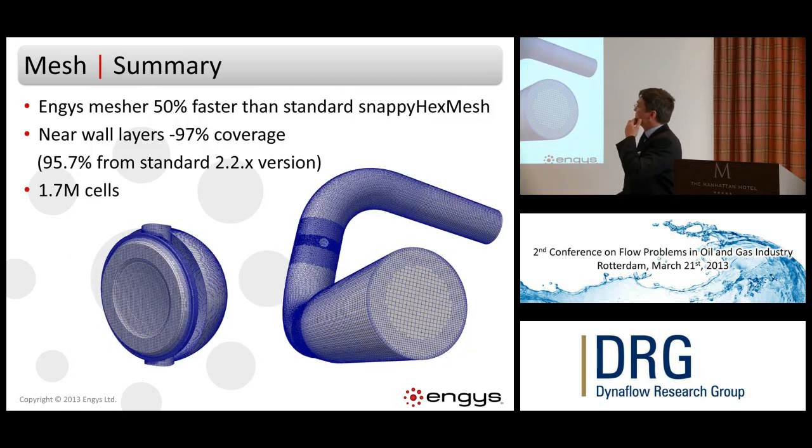So this is the mesh we used. Our mesher was about 50% faster than the standard one. With our near wall layers, we have one and a bit better coverage. It's very difficult in a smooth shape like this to compare because there are not many difficult points. Only the sharp edges really cause any problems for the layer addition. So in that context, it's still a decent improvement, and the total is about 1.7 million cells.